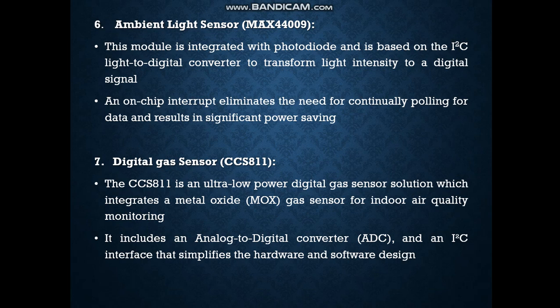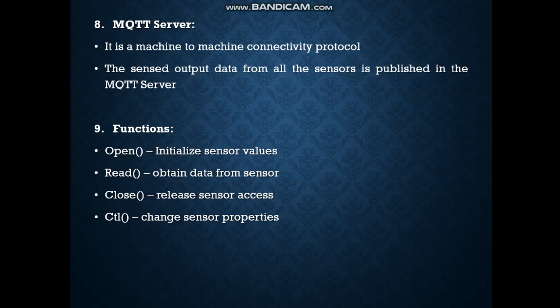And the next sensor is the digital gas sensor. Here we use the CCS811 gas sensor, an ultra low power digital gas sensor solution which integrates a metal oxide gas sensor for indoor air quality monitoring. It includes an analog to digital converter and an I2C interface that simplifies the hardware and software design. And the next one is the MQTT server. It is a machine to machine connectivity protocol. The sensed output data from all the sensors is published to the MQTT server.